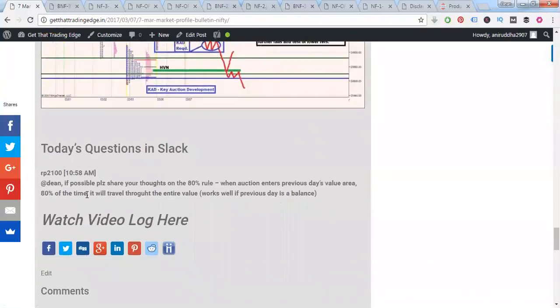There was one question by RP. It said, Dean, if possible, please share your thoughts on the 80% rule. When auction enters previous day's value area, 80% of the time it will travel through the entire value. Works well if previous day is a balance.